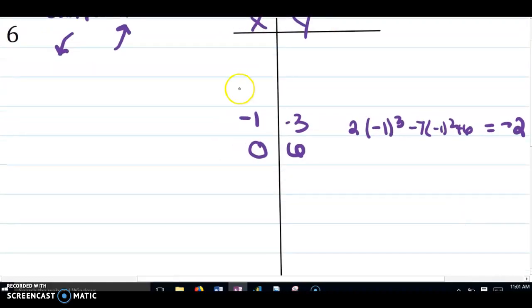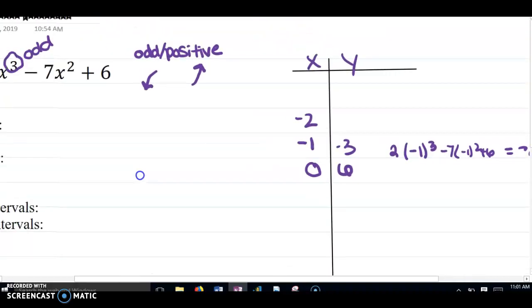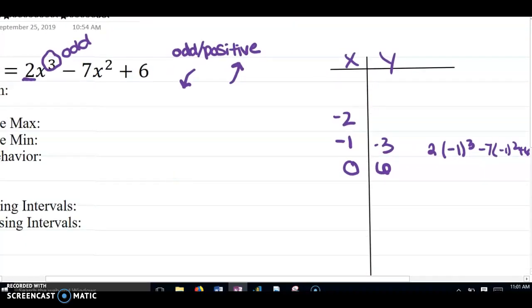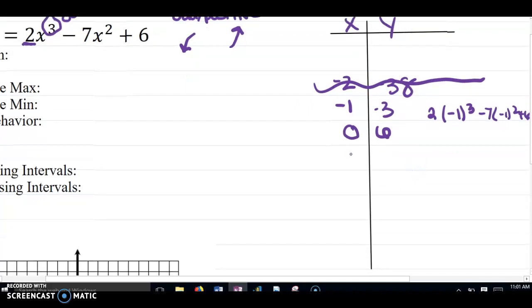If -1 works, then we'll want to try -2. I'm going to plug these in. You can do it on your own. I'm going to do it on my calculator. 2 times -2 cubed minus 7 times -2 squared plus 6, which ends up being too big. We get -38. Okay, so we don't want that point.